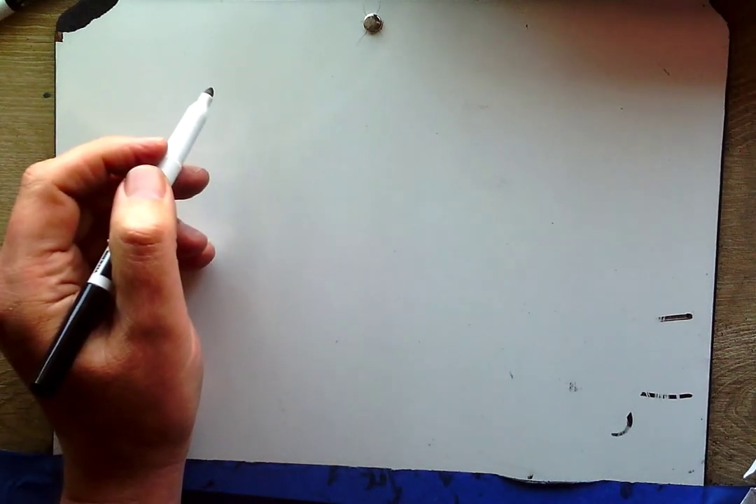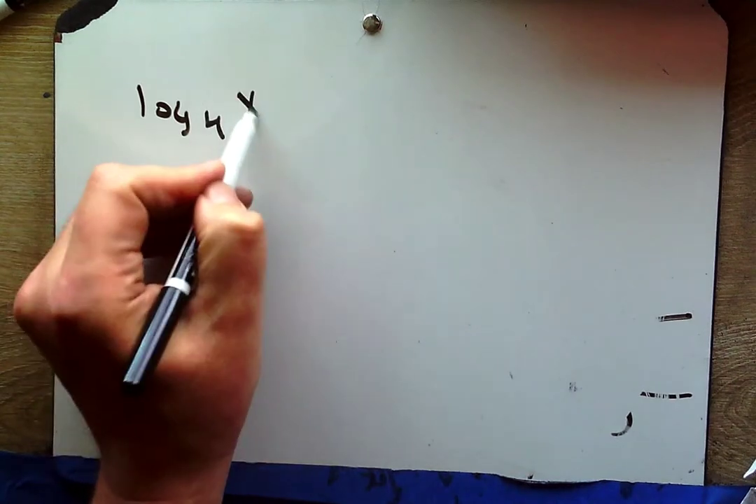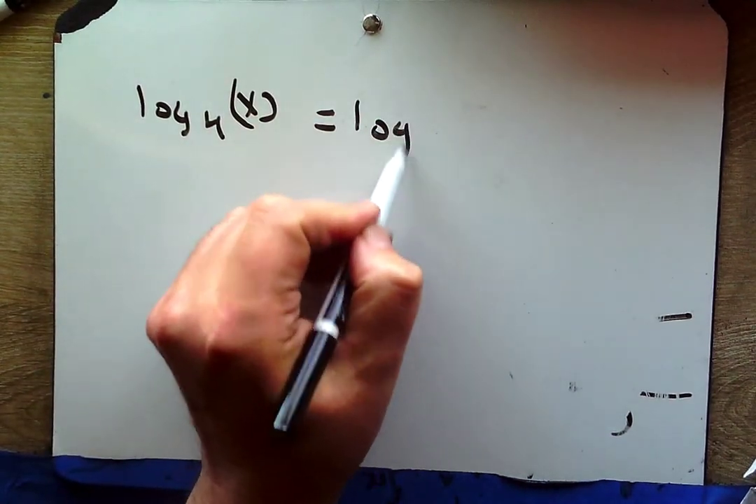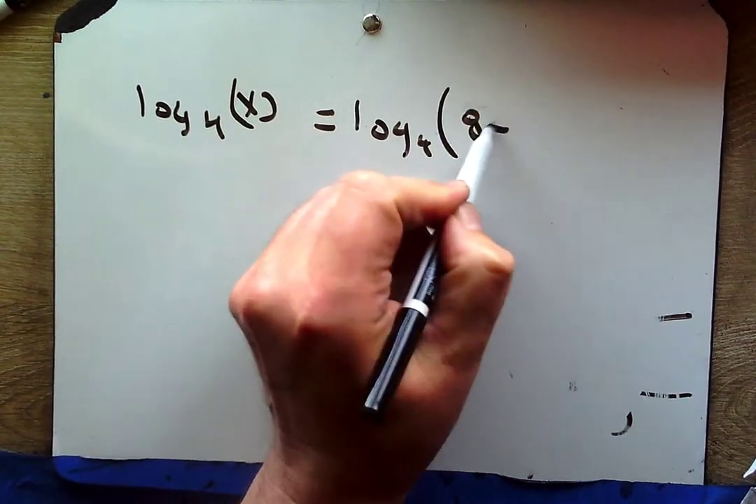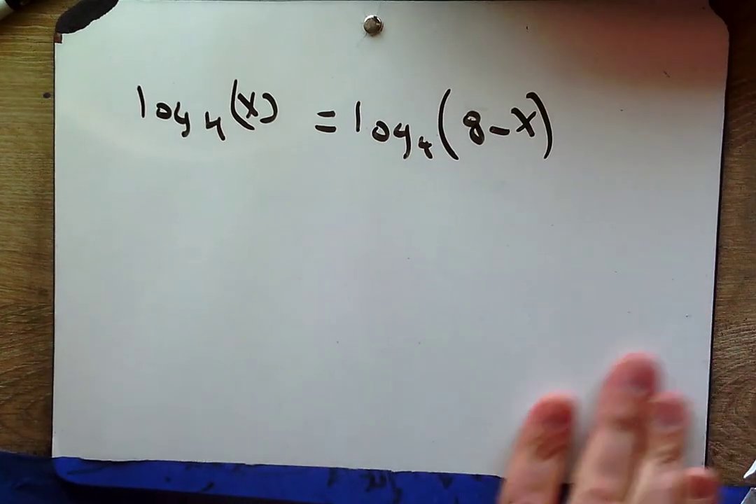All right, what's next? Well, how about this one? I really want to look at those, but first these. All right, so how about this? Log base 4 of x equals log base 4 of 8 minus x. So what are we going to do here?